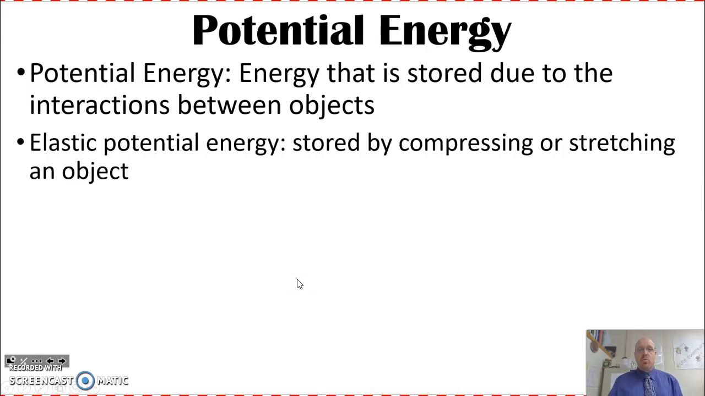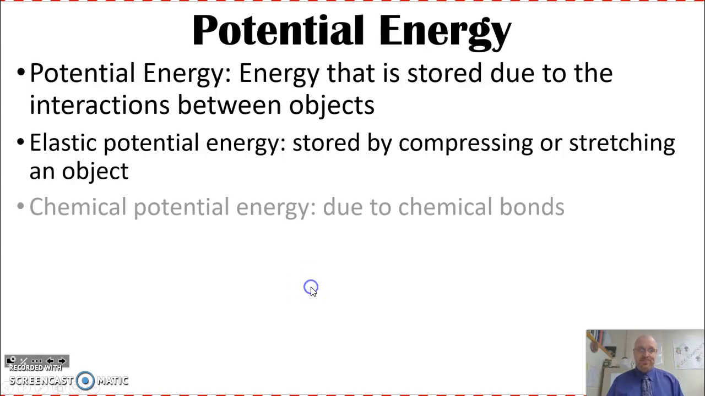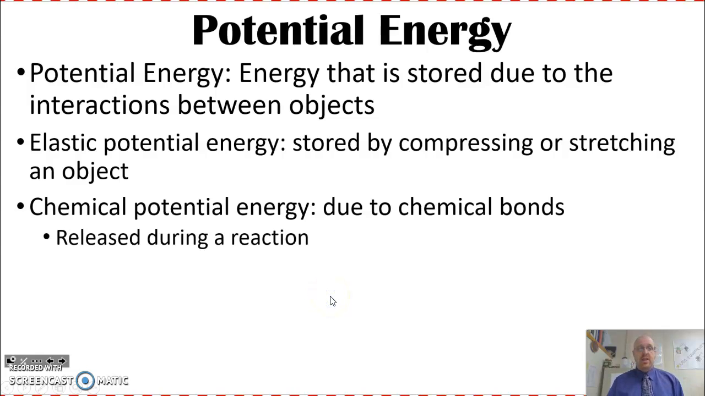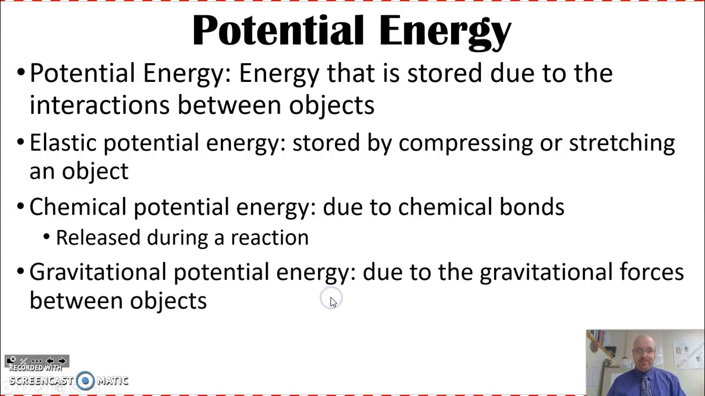Okay? We also have elastic potential energy. This is by stretching or compressing an object or a spring. We also have chemical potential energy. This is due to chemical bonds. It's the type of energy that we gain by eating our food. Okay? And those are released during a reaction. So you can store chemical potential energy for a very long time, and then it takes a reaction to release that energy. And as I've already talked about gravitational potential energy, this is due to the gravitational forces between objects.